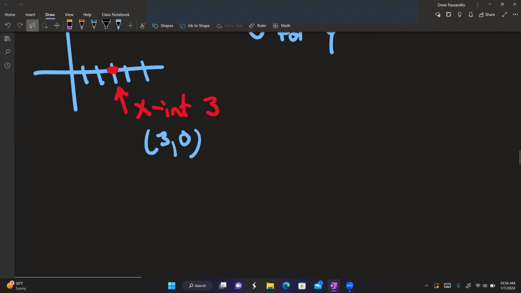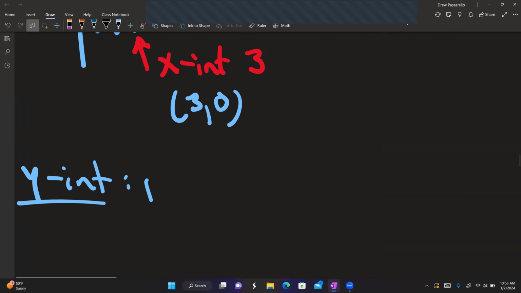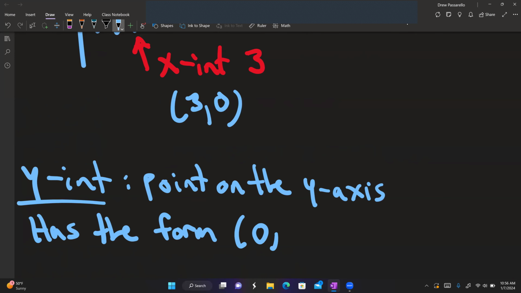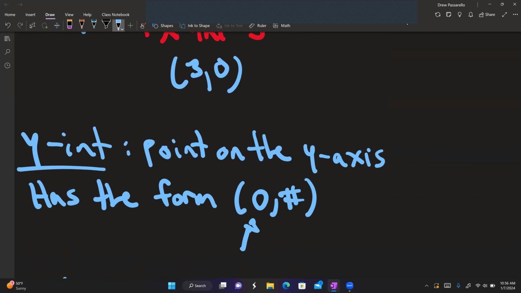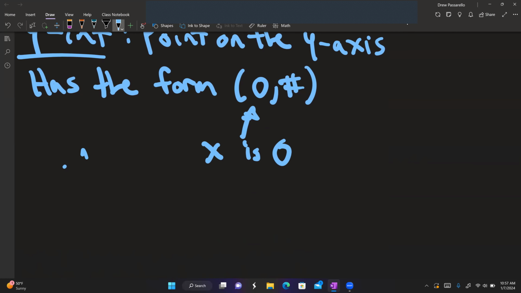A y-intercept is a point on the y-axis. It has the form 0 for the x-coordinate and then some number for the y-coordinate. So the x-coordinate is 0, x is 0, for the y-intercept. And let me draw a picture of one.